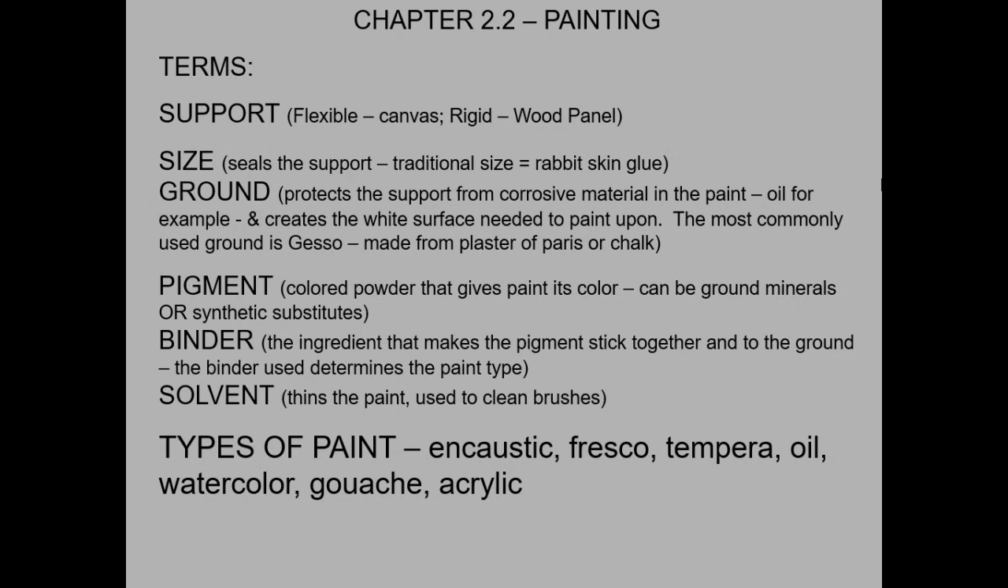The pigment itself is the coloring agent, but what makes the pigment stick both to itself and to the surface you're painting on is known as the binder. So when we're making paint, it really is the binder, the thing that binds it together, that determines what type of paint you're using. The binder for oil paint, for instance, is linseed oil.